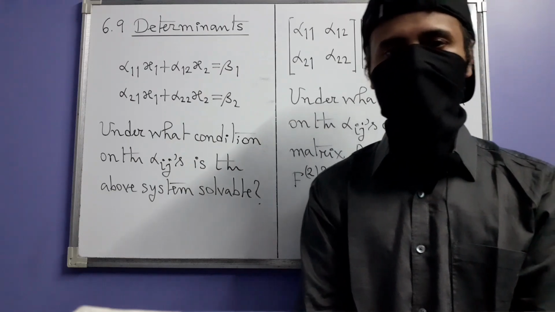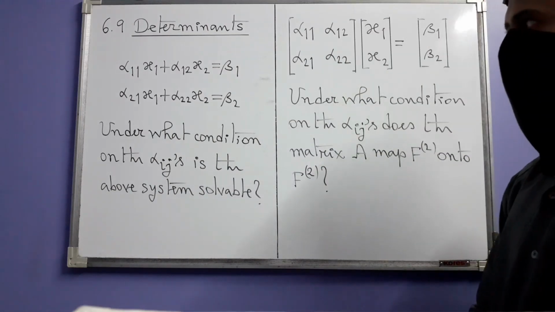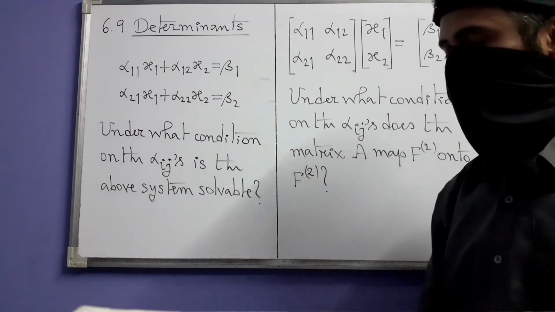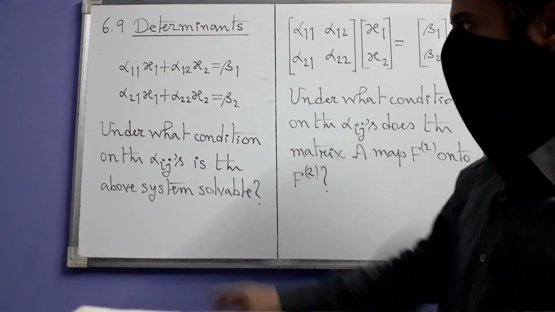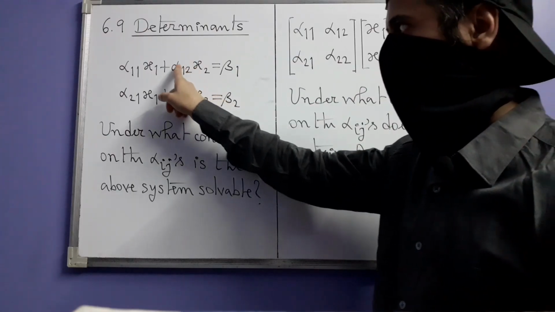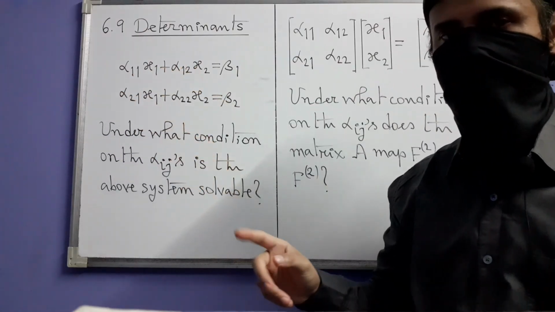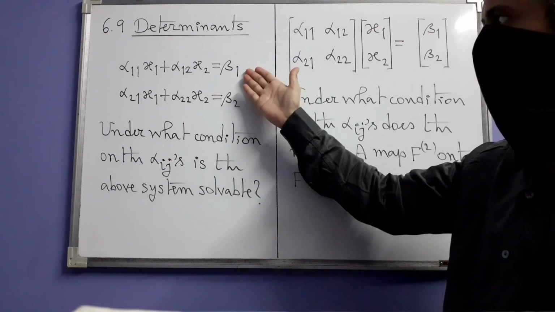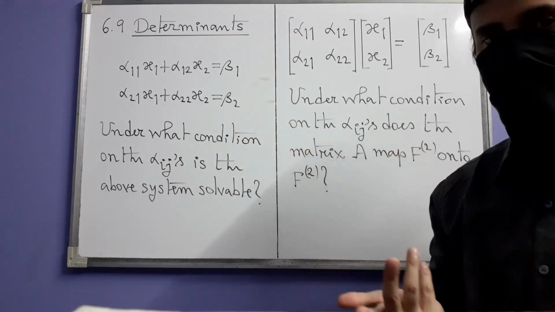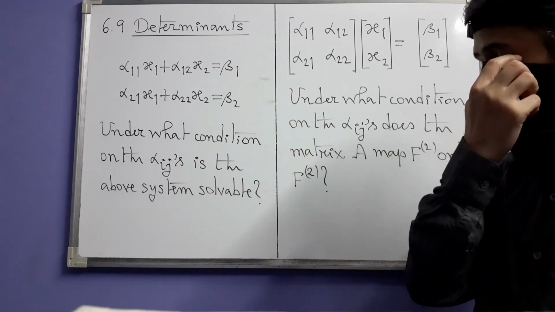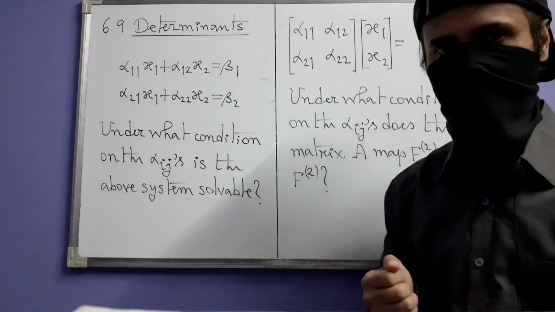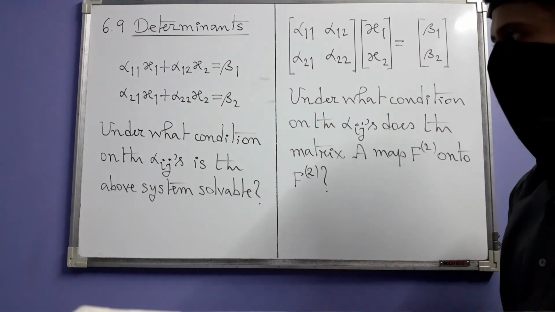Next we start the next section on determinants. Let us start with this system of equations where the unknown quantities are x1 and x2 and all these coefficients alpha ij's and these quantities betas are coming from some field F. That field is not necessarily the field of real numbers or the field of complex numbers, it's any field.